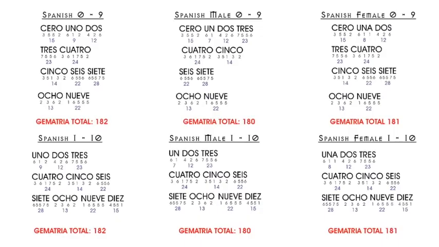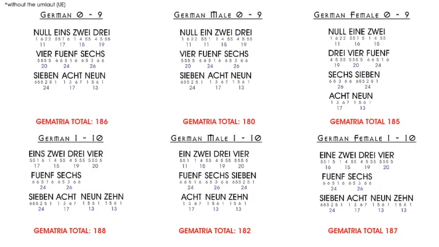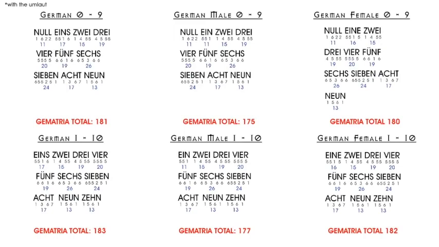So look at that. Look at this. That's Spanish. This is English and French. Okay, let's go to German. German, pretty much the same thing. Now, I'm going to show these two because there's a bunch of different ways that you can spell out these words. You can use it with the umlaut or without the umlaut. And I'm showing both here.